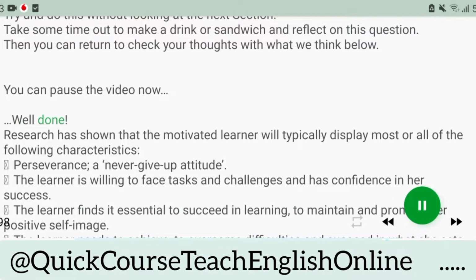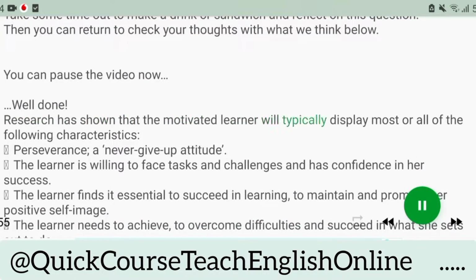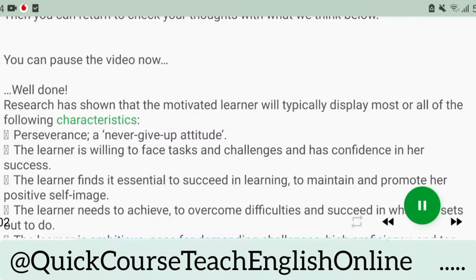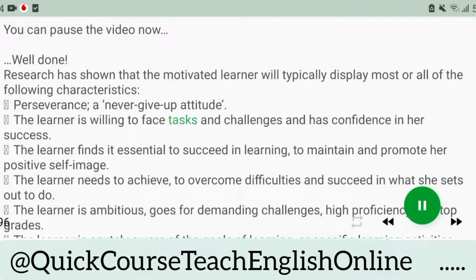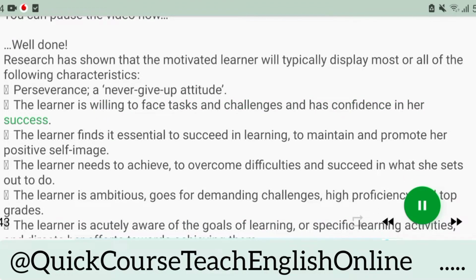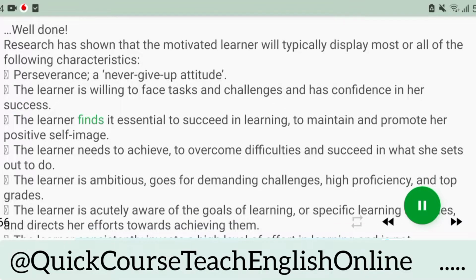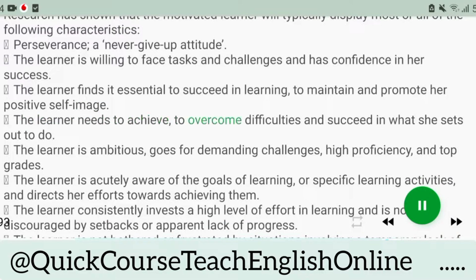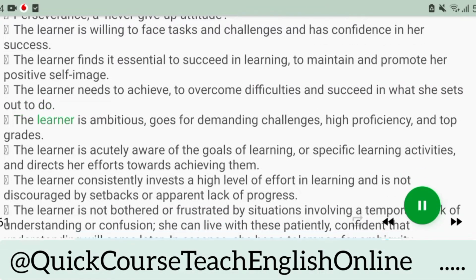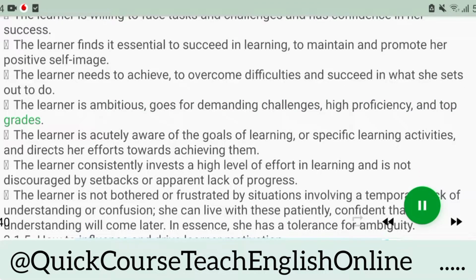Well done. Research has shown that the motivated learner will typically display most or all of the following characteristics. Perseverance. A never give up attitude. The learner is willing to face tasks and challenges and has confidence in her success. The learner finds it essential to succeed in learning, to maintain and promote her positive self-image. The learner needs to achieve, to overcome difficulties and succeed in what she sets out to do. The learner is ambitious, goes for demanding challenges, high proficiency, and top grades.